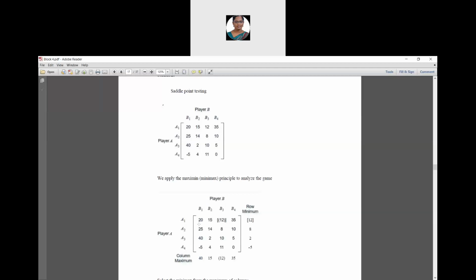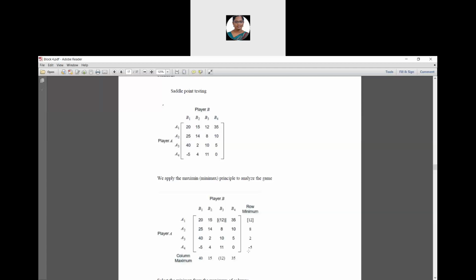In the first row the minimum value is 12, so we have to write it here. Okay, and in the second row the minimum value is 8, and in the third row the minimum value is 2, so we have to write the 2 here. Okay, and in the fourth row the minimum value is minus 5, so minus 5.